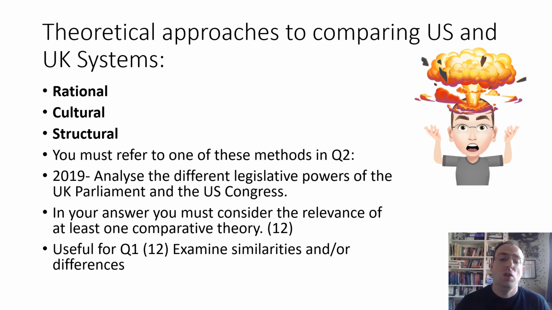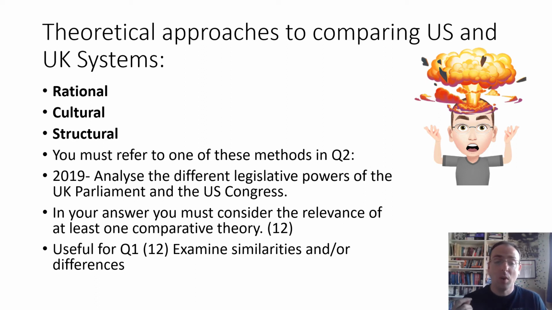Now, you must use them in question 2, which is a 12-mark question. I've got an example of the one from 2019 from Edexcel on the screen here. Analyse the different legislative powers of the UK Parliament and US Congress. In your answer, you must consider the relevance of at least one comparative theory. That is always there on question 2, and question 2 is compulsory, so you have to do it.